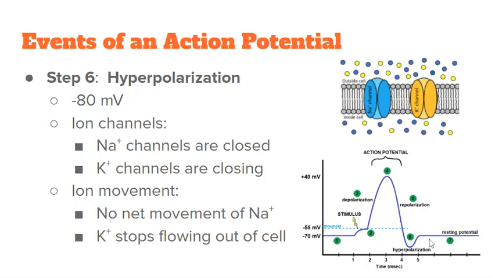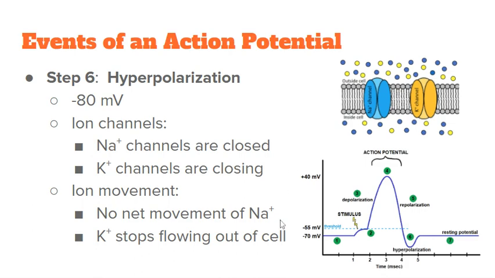Step 6 is that overshoot. We get that hyperpolarization where it gets even more negative than resting potential. And so that's going to max out at about negative 80 millivolts. What's going on there? That's kind of the clue to shut it all down.